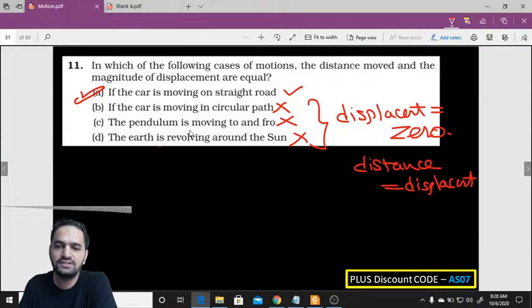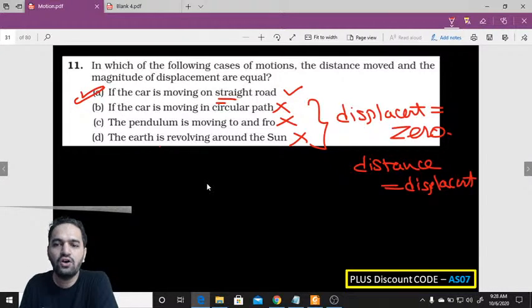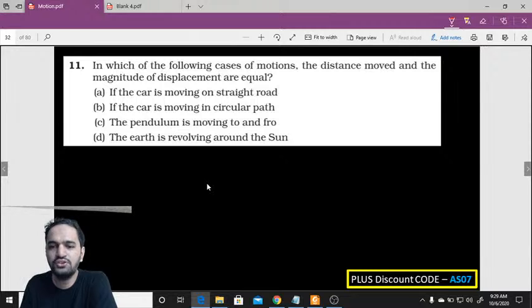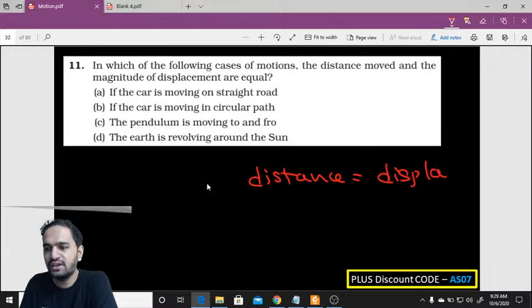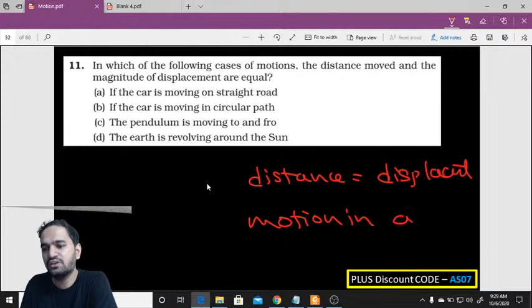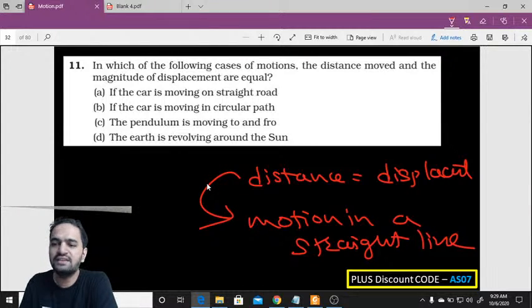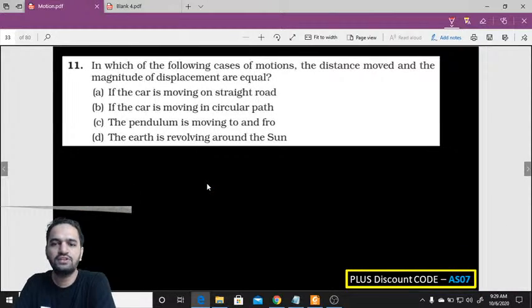Straight line. So one thing we should understand is, on a straight road, obviously the distance and displacement would be equal. You should only remember this: distance is equal to displacement in case of motion on a straight road, motion in a straight line. Then the displacement and distance would be equal. That is the case.